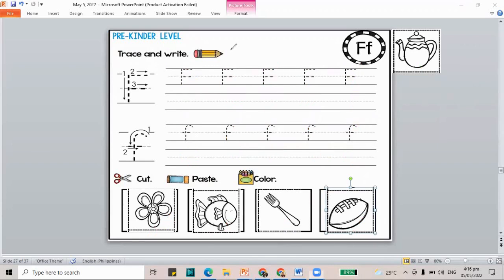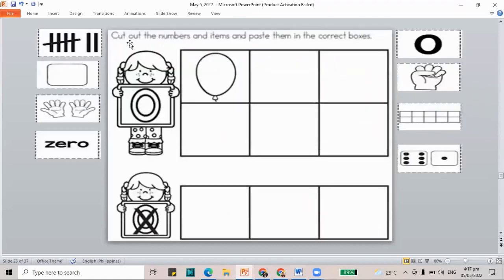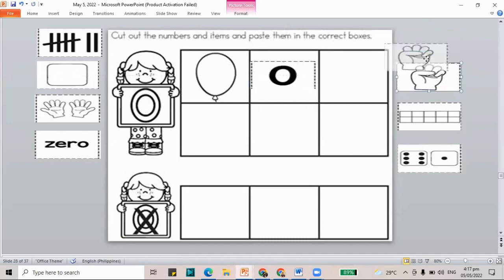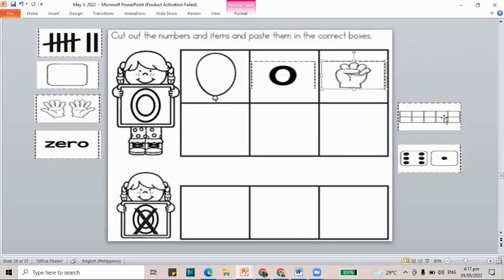Let's jump to another part of our worksheet of work time. This time, let's do the number 0. Let's paste the pictures that show 0. Remember, 0 is the number for nothing or empty. So let's put our pictures. This one, the balloon doesn't have anything. It's empty. This is the number 0. There are no fingers showing for this hand. This is 0. This one, the frame doesn't have any dots, 0.